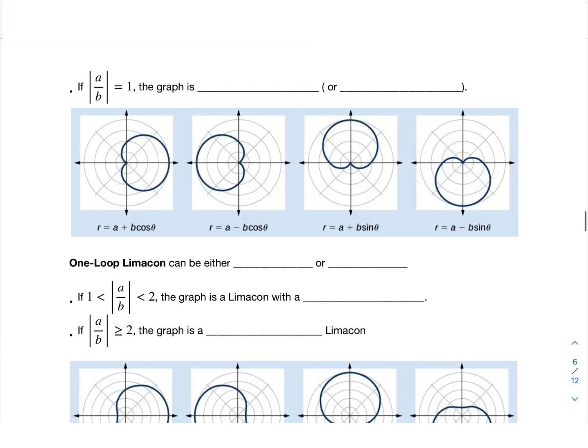The next type of limacon that we can have is when the ratio from a to b equals 1. So if a and b are the same number, this gives us a type of graph that's also referred to as the heart-shaped graph, or cardioid. As you can see, this kind of looks sort of like a heart that is drawn here.